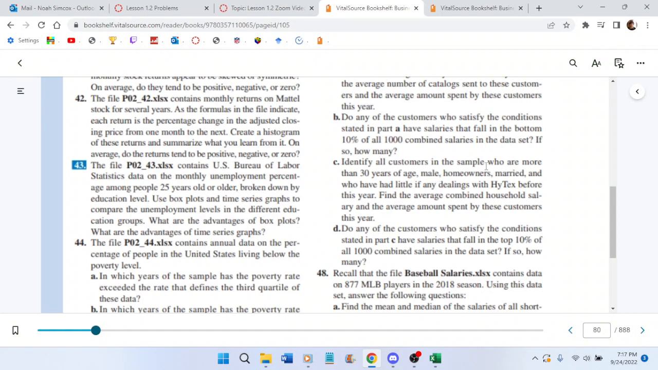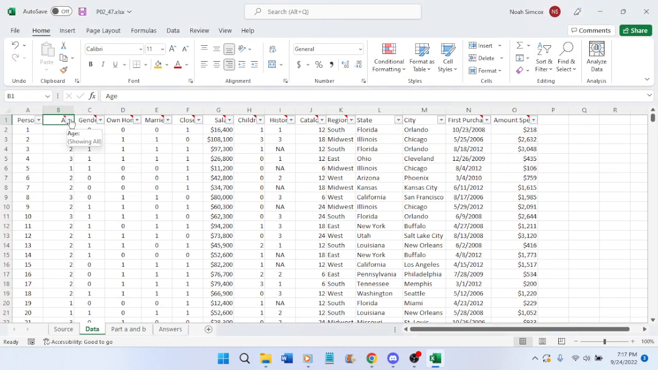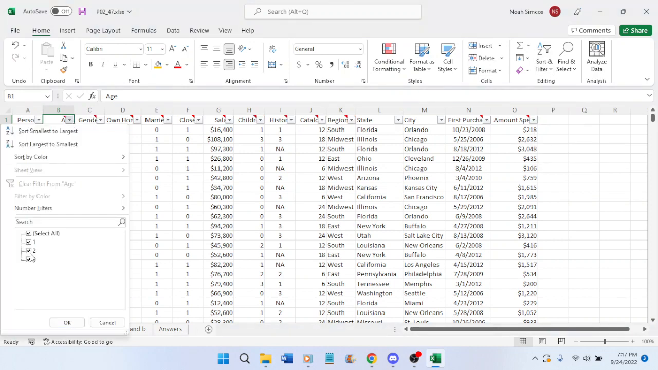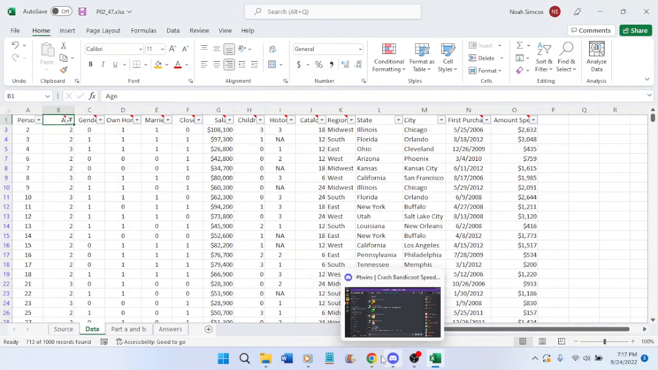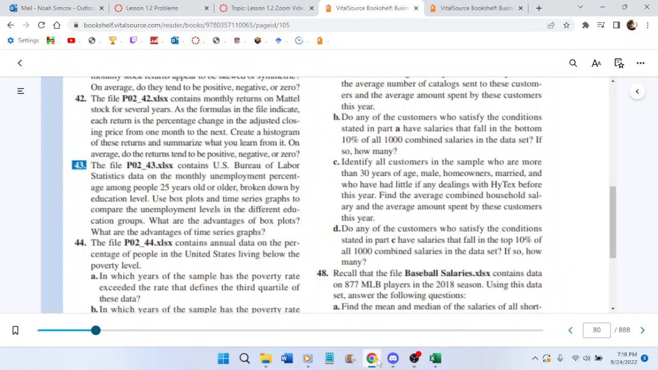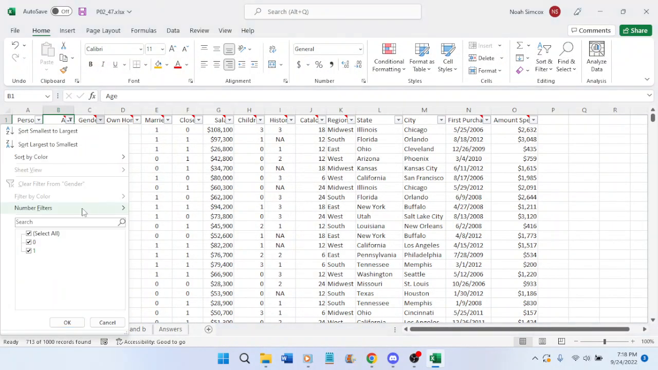Identify all customers who are more than 30 years of age. So 2 and 3. Oh, crap. So 2 and 3 are selected for age. Male. That means 1 is selected.